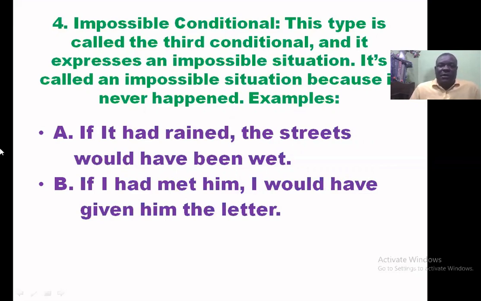And grammatically, we refer to the past perfect tense as a past in the past. That is to express or to capture an event that happened in a past in the past. If it had rained, the street would have been wet. If it had rained, the streets would have been wet.